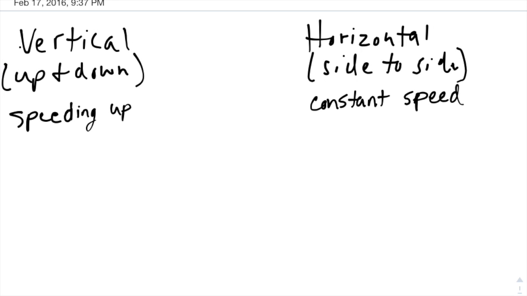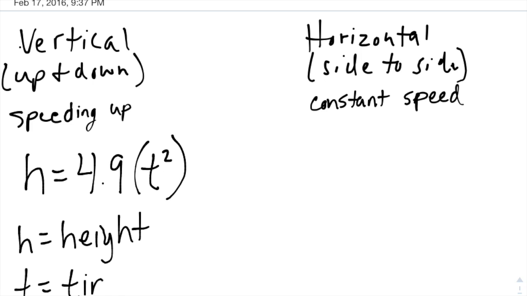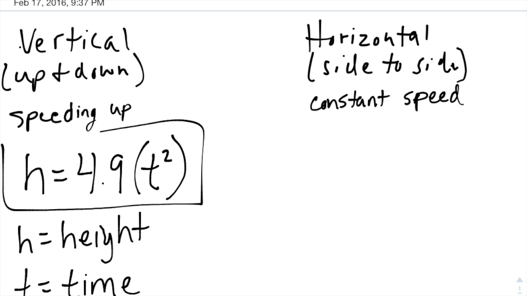So here are the equations. For the vertical motion, speeding up, we had that curve, and remember that curve looked like it was a polynomial, or maybe even like a quadratic. So here's what it looks like. We have h equals 4.9 times t squared, where h is height and t is time. So I'm actually going to box that in because that's pretty important.